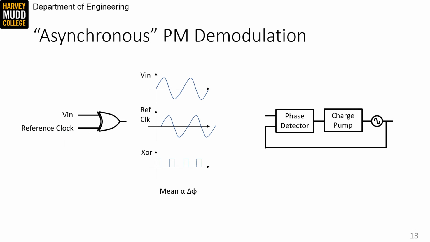Demodulating phase asynchronously is impossible because phase is always measured relative to some kind of time reference. However, it's possible to build circuits that detect the phase difference between a signal and a reference. A simple XOR does the job reasonably well, as shown on this slide. When the sign of the input signal is different than the sign of the reference clock, the XOR will be high, which means that the average voltage at the output of the XOR will be proportional to the phase difference between Vin and the reference clock.